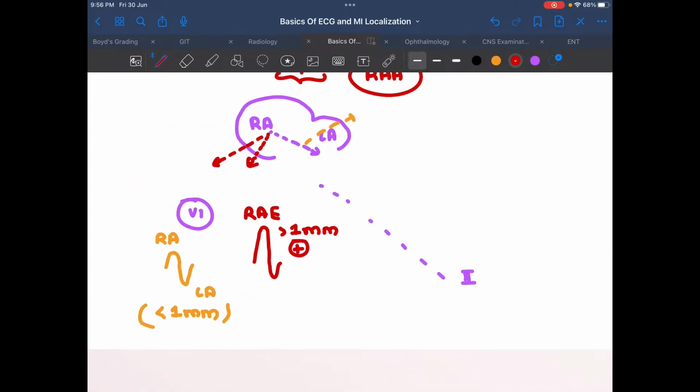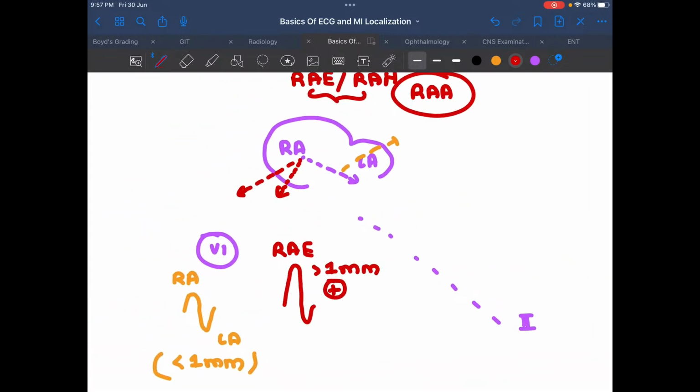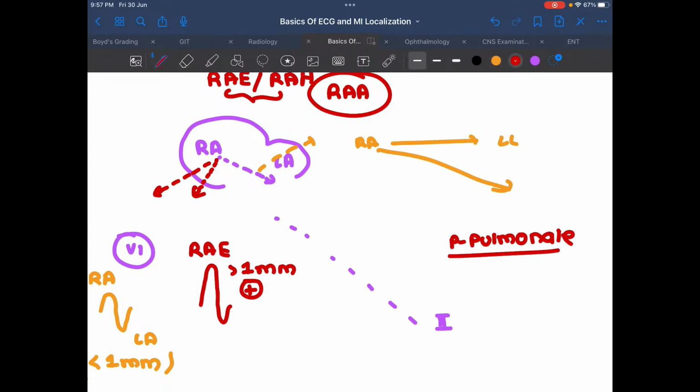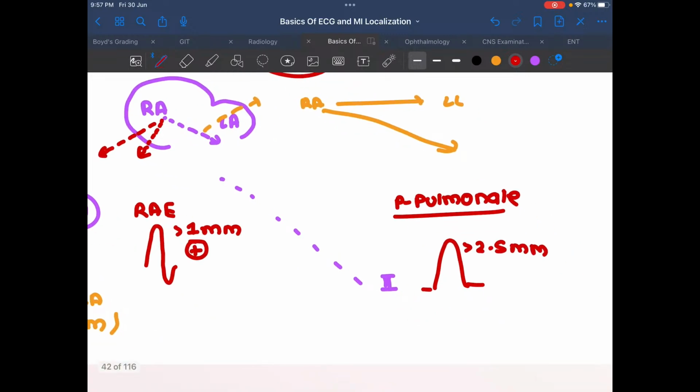What about lead 2 then? Now what happens in lead 2, guys? Because the right atrium is considerably enlarged, in lead 2 I'm going to see something known as P pulmonale. What is that? P pulmonale means that because the vector is moving from the right hand side towards the left hand side and from upwards towards downwards, it's technically moving in the direction of lead 2. Because of this, I get a larger amplitude in lead 2. How much more? More than 2.5 millimeters. It's going to be a tall P wave. So it's going to be a tall, tented P wave, and that is known as P pulmonale.